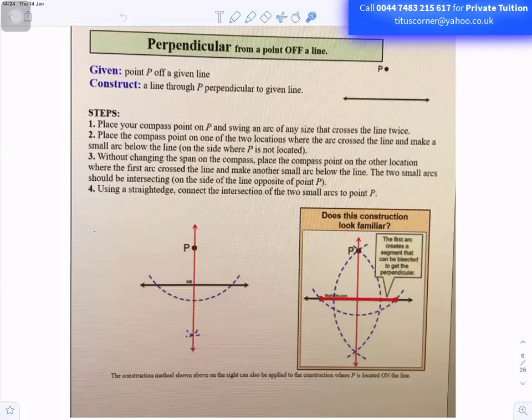And then use a straight edge to connect the intersection of the 2 small arcs to point P. So you join that point and the 2 arcs. And that's what you would get when you do the process.